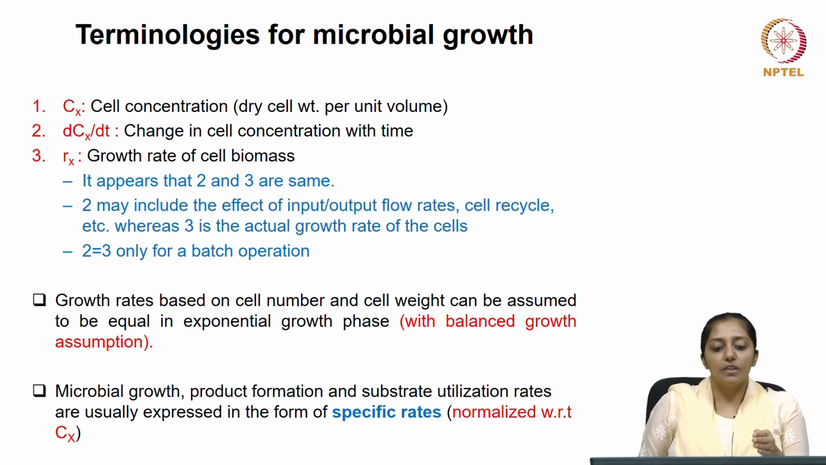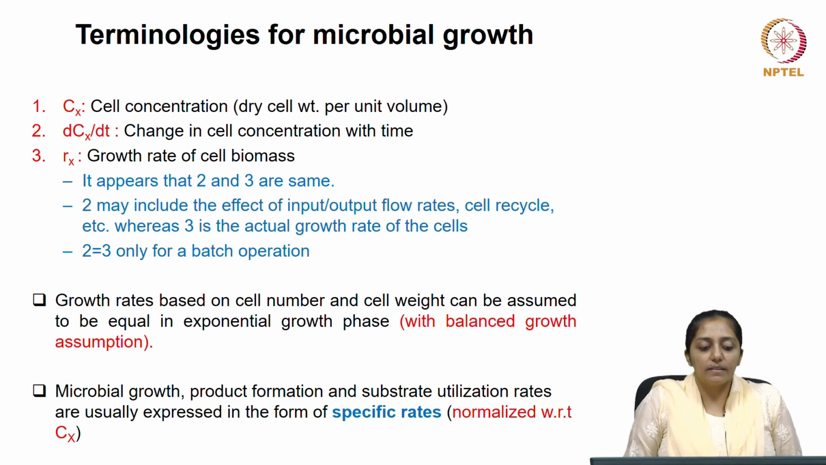So, let us see the terminologies of microbial growth which we will be using later to formulate the equations. Cx will stand for cell concentration, dCx by dt will mean change in cell concentration with time. Now, cell concentration we will assume it is dry cell weight per unit volume, where Rx would be the growth rate of the cell biomass. So, I hope you can make out dCx by dt is not equal to Rx.